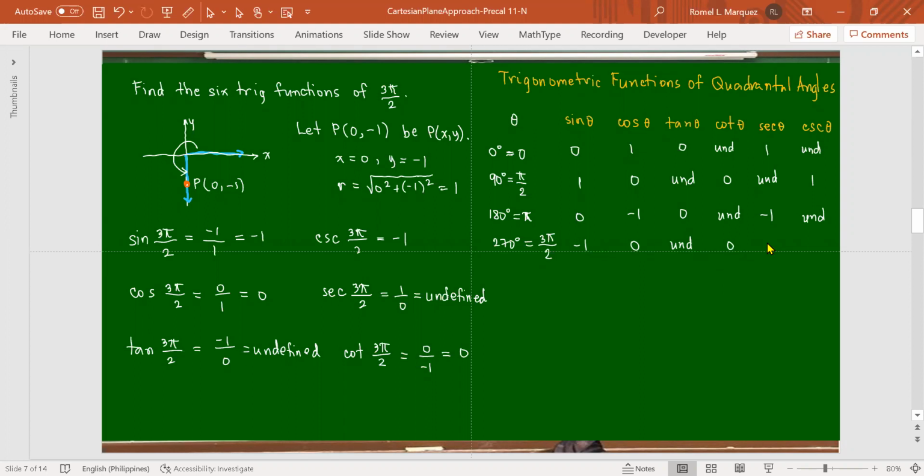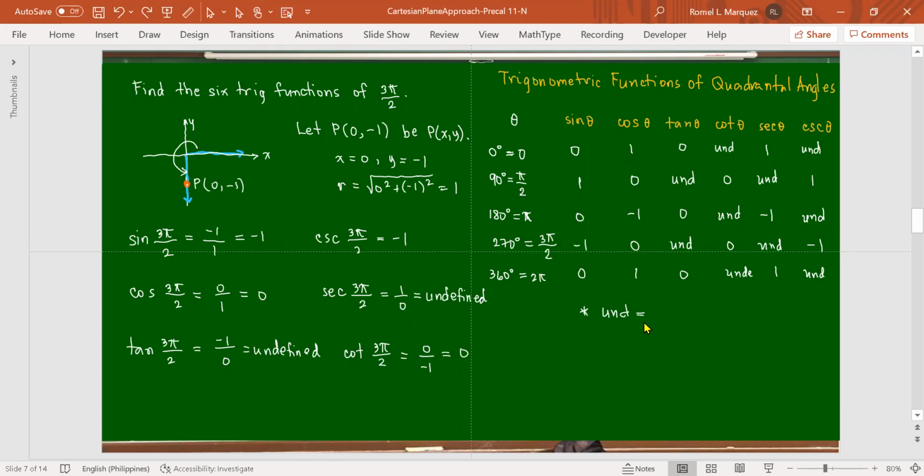Then undefined, right? Yes, sir. Then negative 1, 1. Again, for 360, let's write 360 also. For 360 to 2 pi, what are the function values? For 0 degree: 0, 1. You can derive if you want. 0, undefined. Secant is 1. Then undefined cosecant. Okay now, guys.